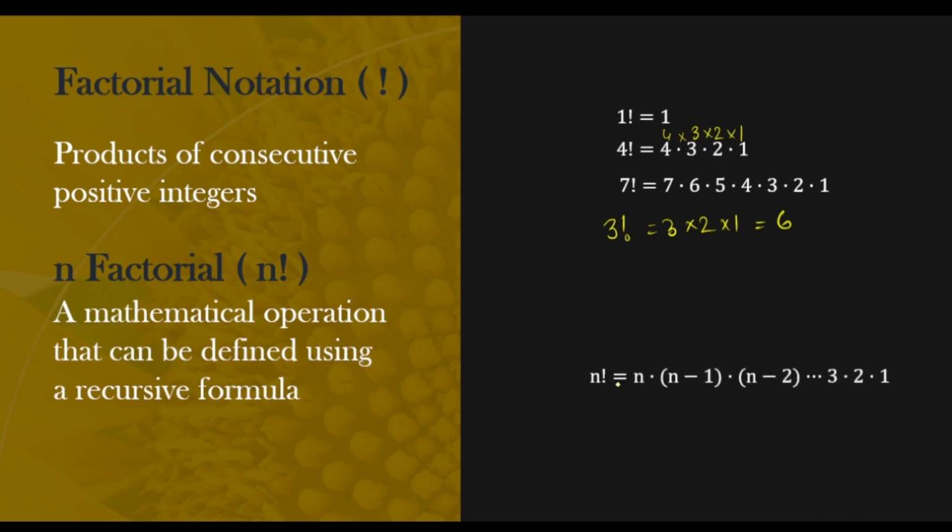If we have n, that means n times the previous term, and so on, until it reduces to 1. If we have n plus 1, that means it is one term more, and that means it comes after n. So n plus 1 and n minus 1.